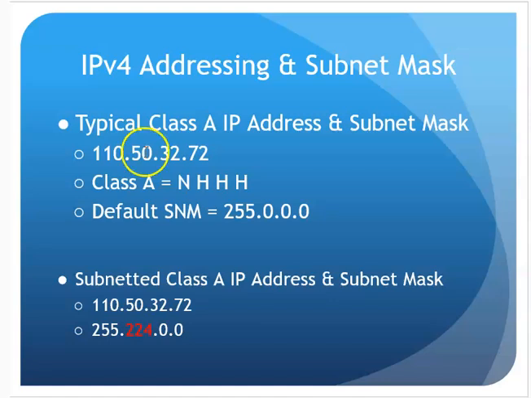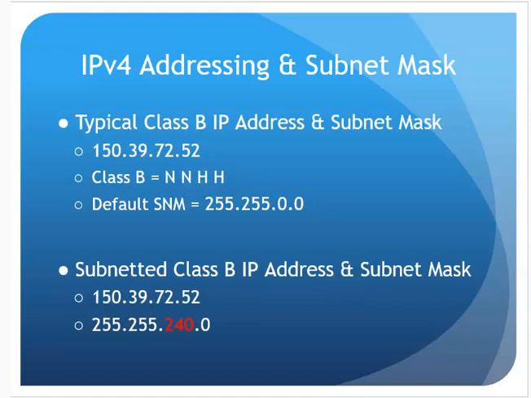So here's a typical Class A address and subnet mask. 110 lets me know it's Class A. So we should be expecting network, host, host, host. We should be expecting 255.0.0.0. That would all be normal. If for some reason we see that address with 255.224.0.0, that 224 lets us know some subnetting is going on, which we'll figure out later, but that's at least letting us know that's not normal. This would be the normal Class A. Down here is a subnetted Class A.